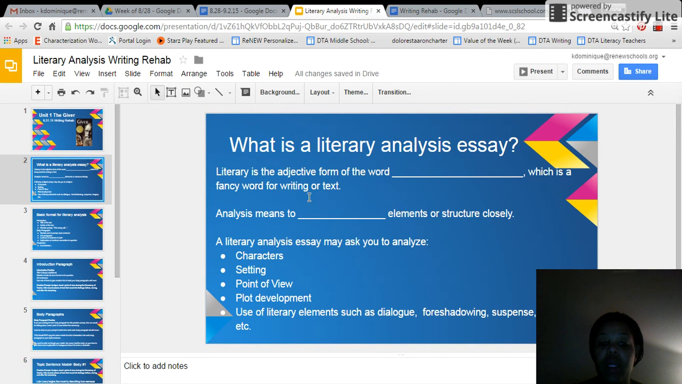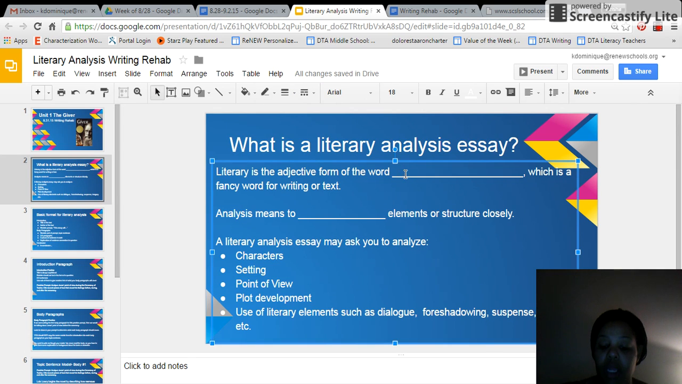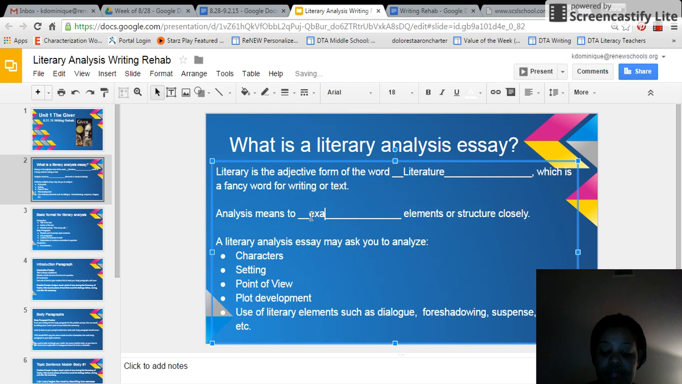Okay, so a literary analysis. Literary is the adjective form of the word literature. That's it. Simple as that. It's just a fancy word for writing or text. Analysis means to examine. Look at closely. Like when you go to the doctor and the doctor examines you and tries to find out what's wrong and what's going on with you. Analysis means to examine elements or structure closely.